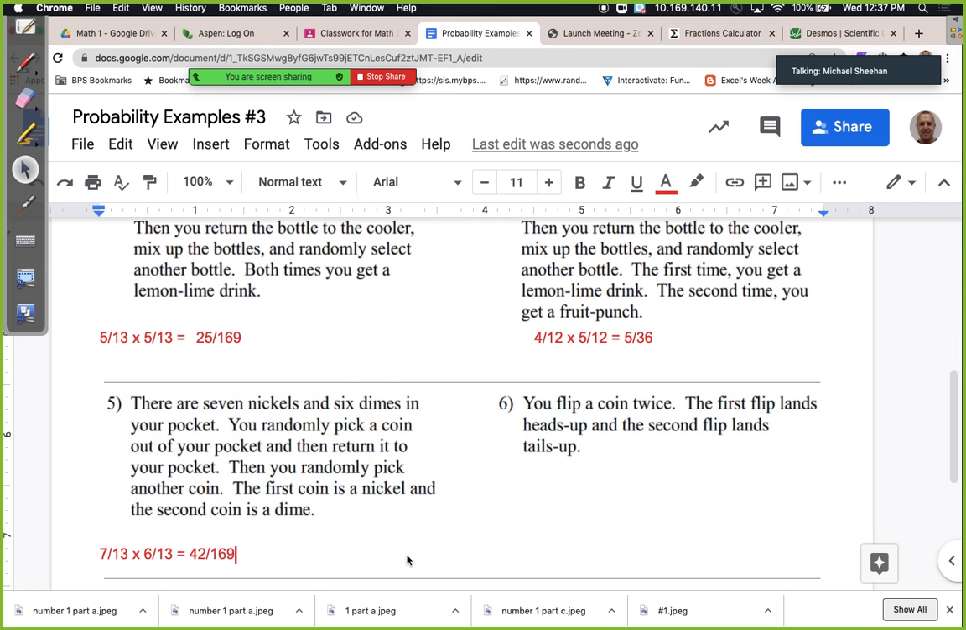Maybe I should have started with number 6 because number 6 is a little more straightforward. I flip a coin twice. I want to know what's the probability the first flip lands heads up and the second flip I get tails. Well, I've got a 1 out of 2 chance of getting heads the first time and 1 out of 2 chance of getting tails the second time. And we can use a calculator, but this one's kind of easy. 1 times 1 on top and 2 times 2 on the bottom.